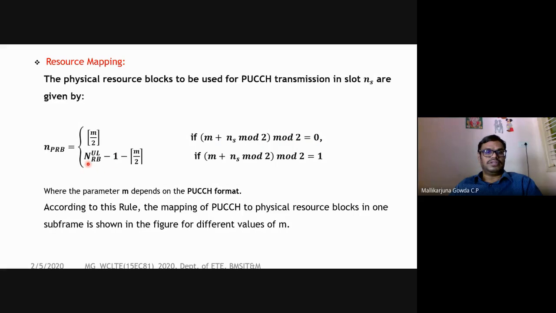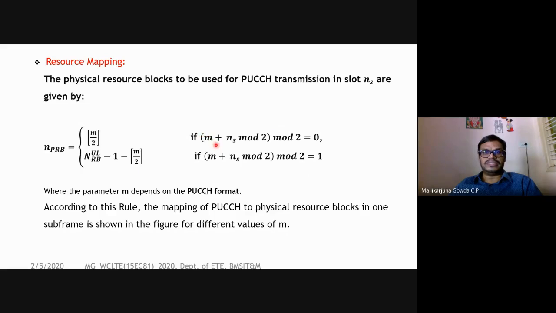Otherwise, it will be what? Number of uplink resource blocks minus 1 minus m by 2, if this is equal to 1, meaning m plus ns mod 2 is equal to 1. So really here you have to think about this by taking some value of slot number and some value of m. So what is this m?